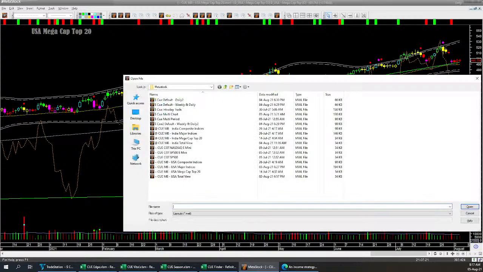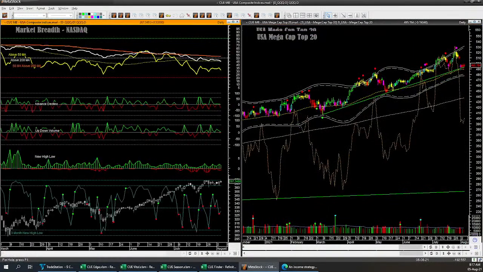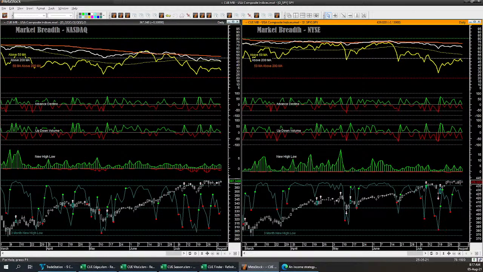If we want to look at the composite, see how Nasdaq and NYSE are doing relative to each other. This is the Q Global Market Breadth for Nasdaq and NYSE. The yellow line is the percentage of stocks above the 50-day moving average. For Nasdaq, it is at around 31%. For NYSE, it is around 45%. I showed this in the previous webinars also.